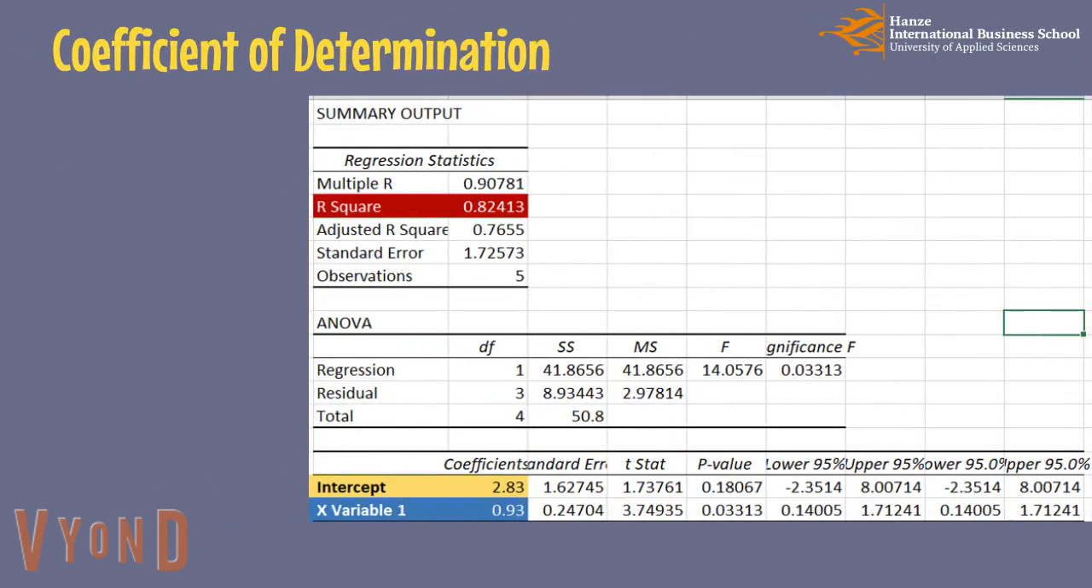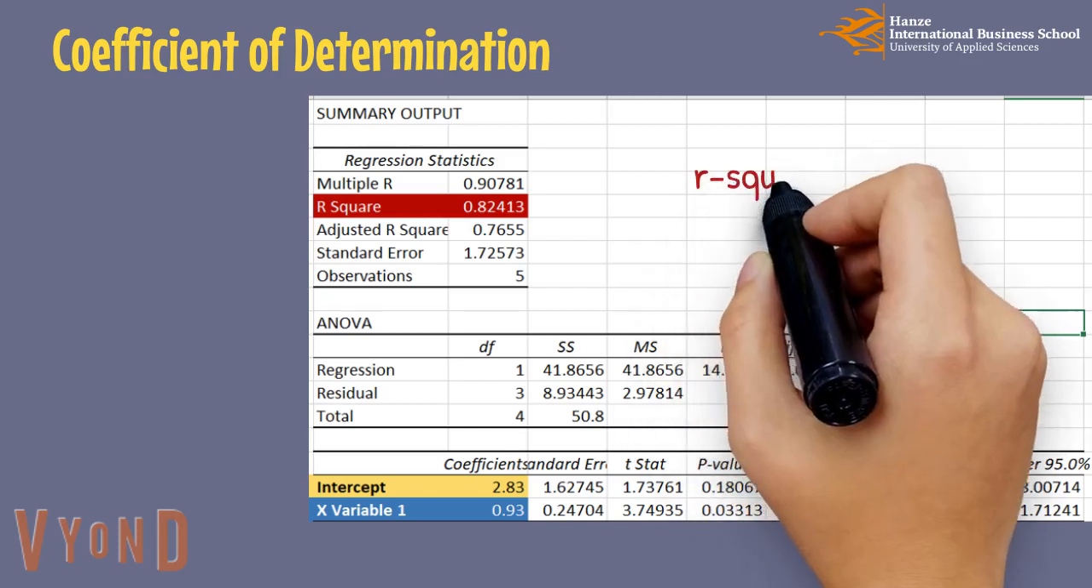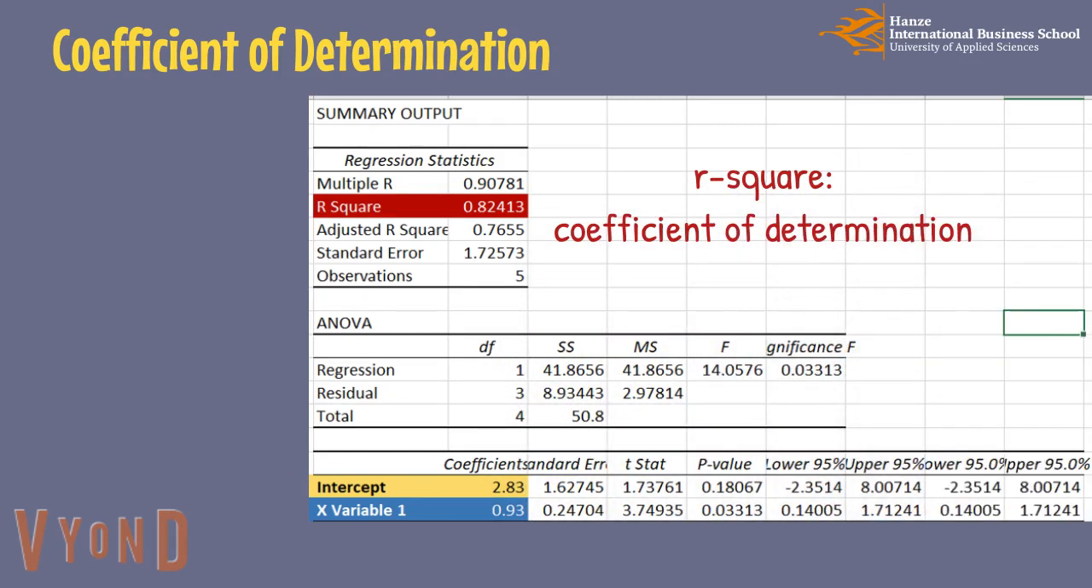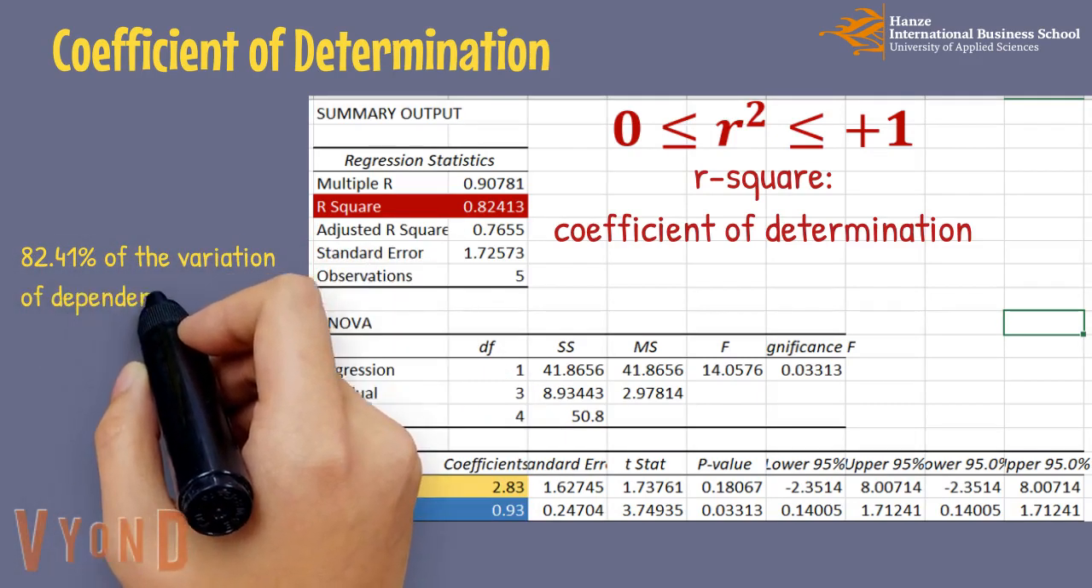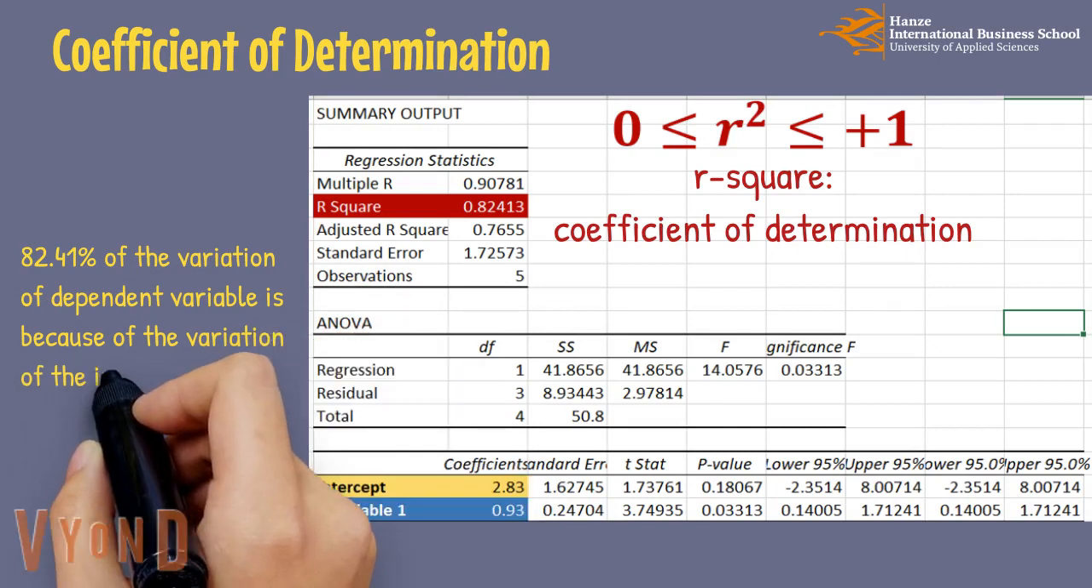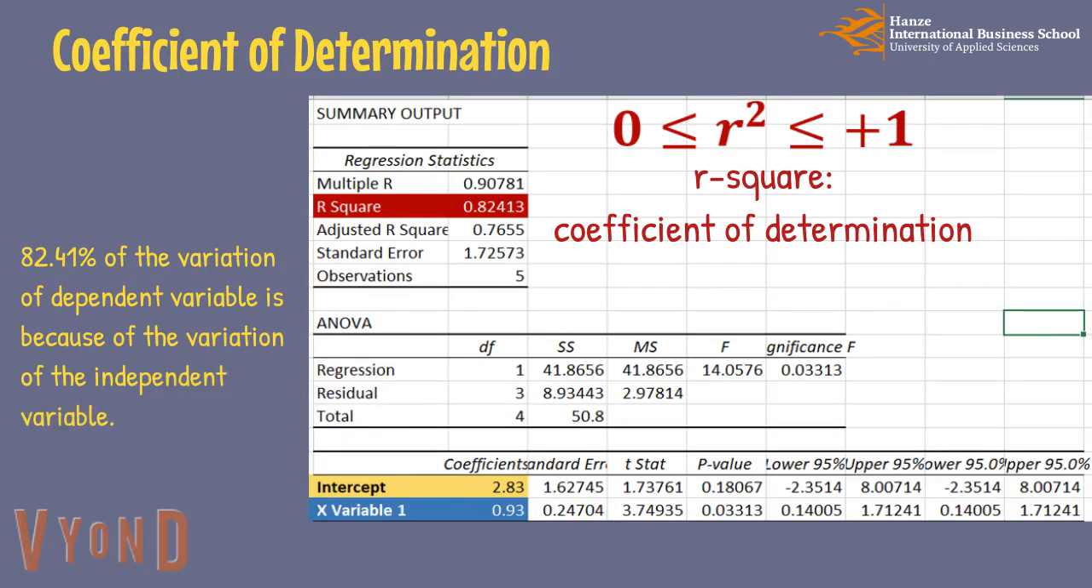Using the function data analysis, regression analysis of Excel, we can easily find out the coefficient of determination, R squared. The value of R squared is between 0 and plus 1. It shows how much percent of the variation of dependent variable is because of the variation of the independent variable. In the current case, 0.82413 indicates 82.41% of the variation of dependent variable is because of the variation of the independent variable.